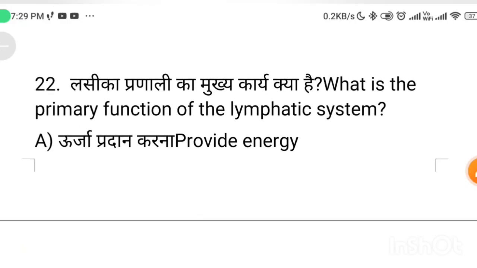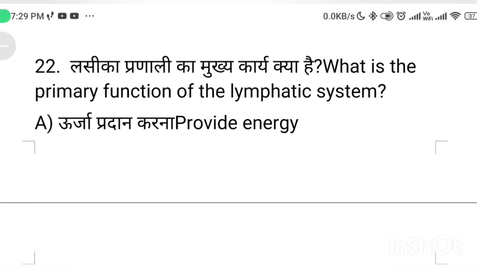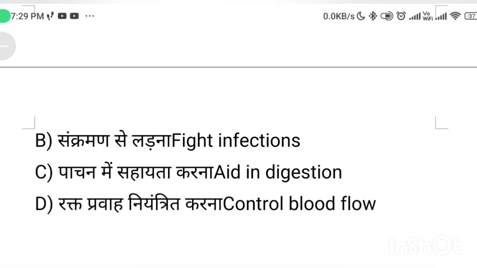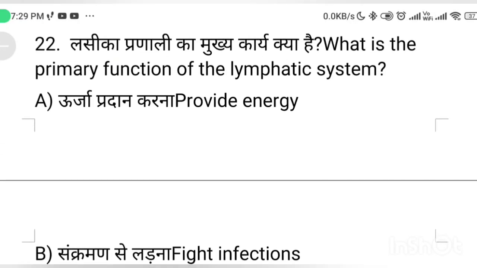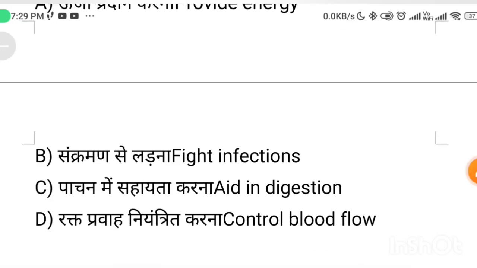Next question. What is the primary function of lymphatic system? Option A, provide energy. Option B, fight infection. Option C, aid in digestion. Option D, control blood flow. Correct answer is option B, fight infection.